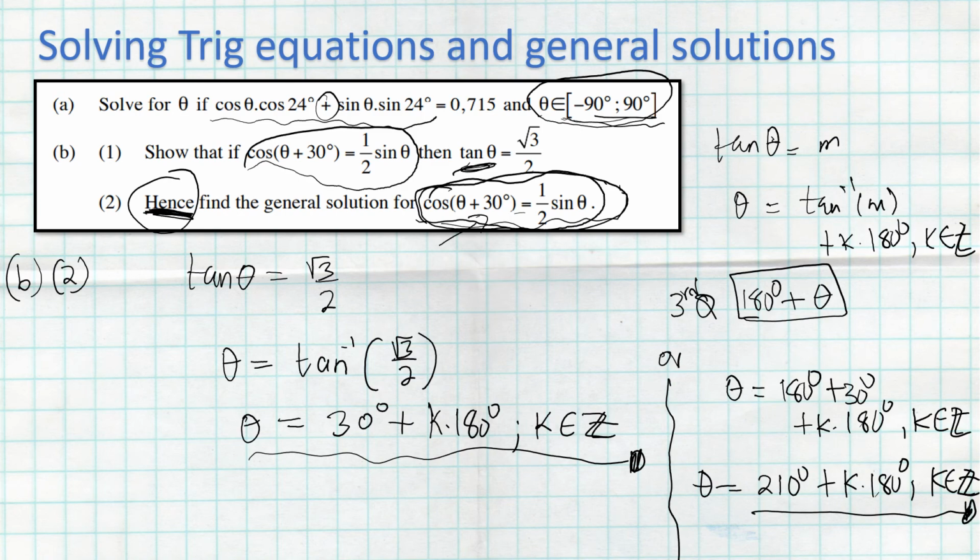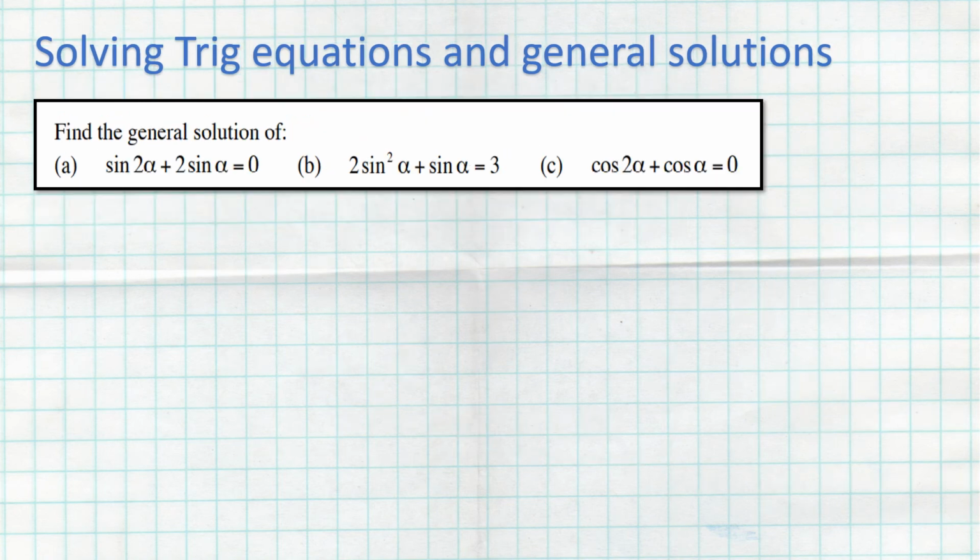Okay, let's also quickly do these questions on solving trig equations and general solution, and this one is for general solution. Let me just quickly show you how you can do this, and just give you a fun activity, and we end this session. Okay, so it says find the general solution of A. You are given sine 2 alpha plus 2 sine alpha equals 0.